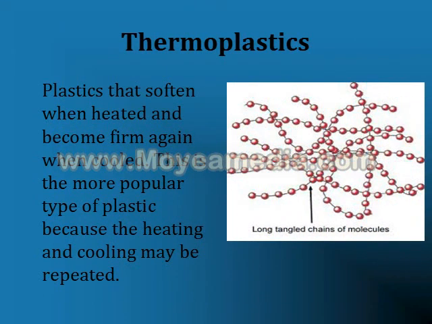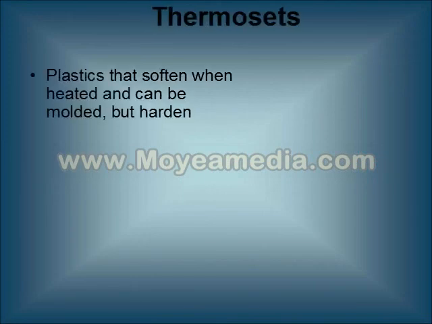The plastics are also divided on the basis of their heating mode. The first type is thermoplastics. The plastics that soften when heated and become firm again when cooled are the thermoplastics. This is the most popular type of plastics because the heating and cooling may be repeated again and again.